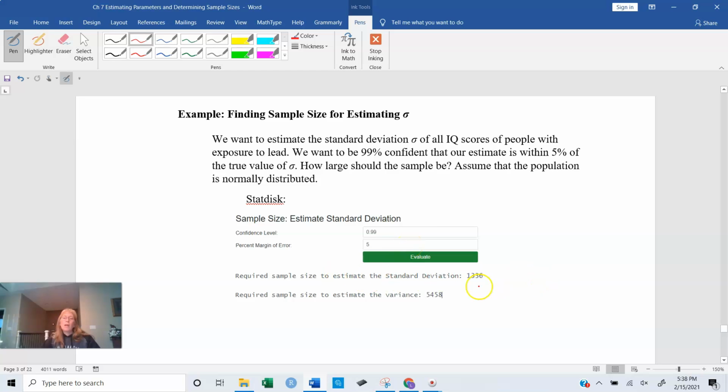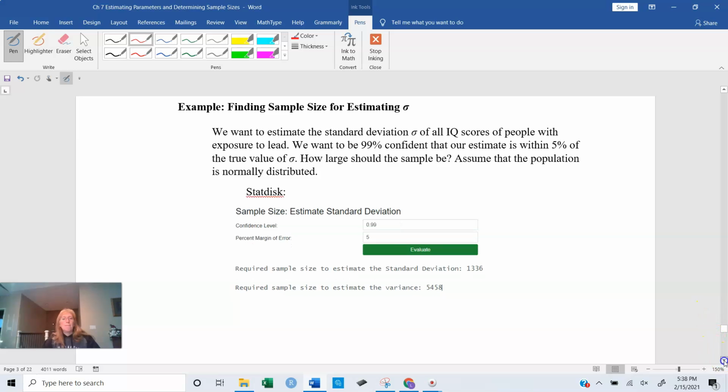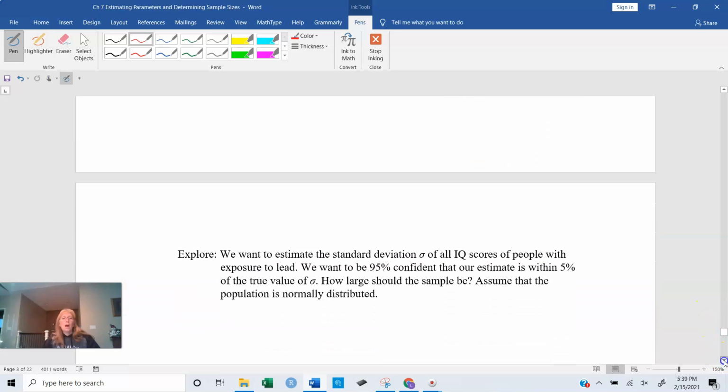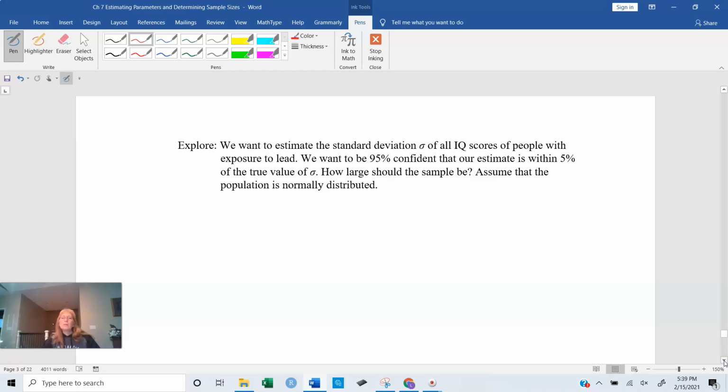You hit evaluate, and we have to have 1,336 people to estimate the standard deviation. That sounds like a lot to me. I don't know if we're going to be able to do that. Variance is 5,458. All right, pause and try yours.